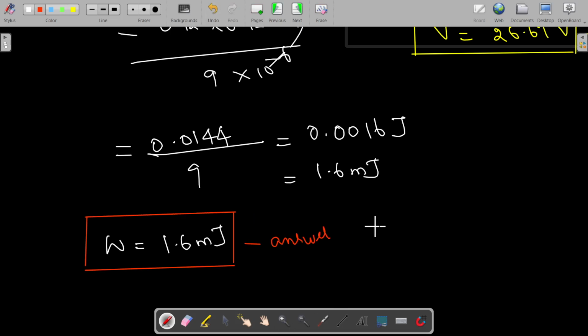So we got both answers. For the first one, V is equal to 26.67 volts.